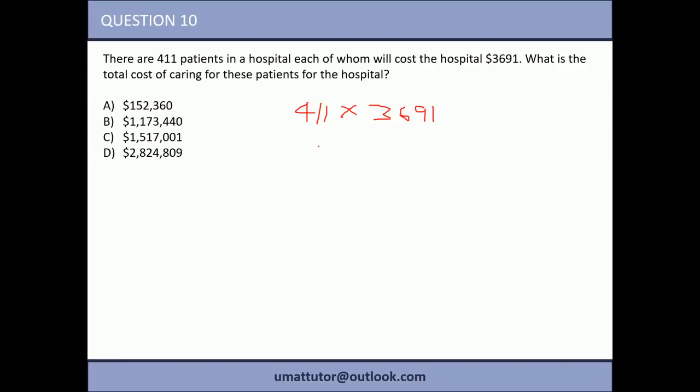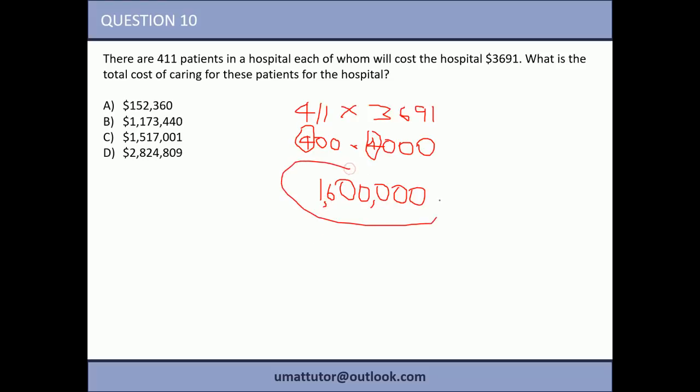With this one, I'd be pretty comfortable saying, let's round down the 411 to 400. And to compensate, we'll round up the 3,700 to about 4,000. Then we just multiply the two 4s together to give 16, and we'll just add on the zeros. Given there are 5 zeros there, we'll put the 5 zeros on here. Just be careful with the number of zeros, but you can see that the answer will come to about 1.6 million, which is closest to option C.